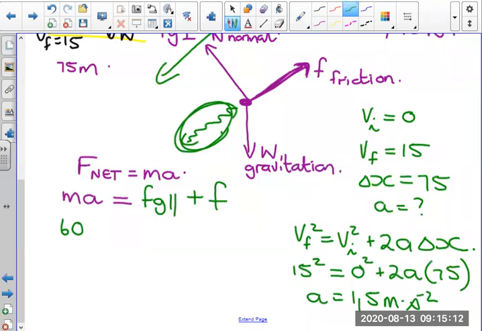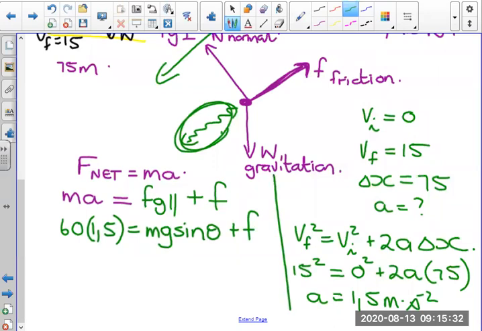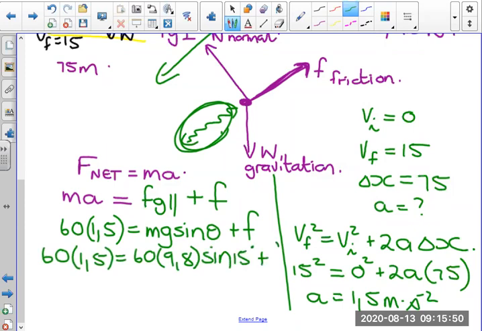Okay. This object or the person that is skiing is going faster. Therefore, I get a positive answer for the acceleration. So it's 1,5. Okay, that equals FG parallel, which equals mg sine theta. And then I want to work out the friction force. Let's substitute in 60 times 1,5 equals 60 times 9,8 sine, and the slope that we use has a 15-degree slope, plus friction. And then when we work it out, we get the answer.